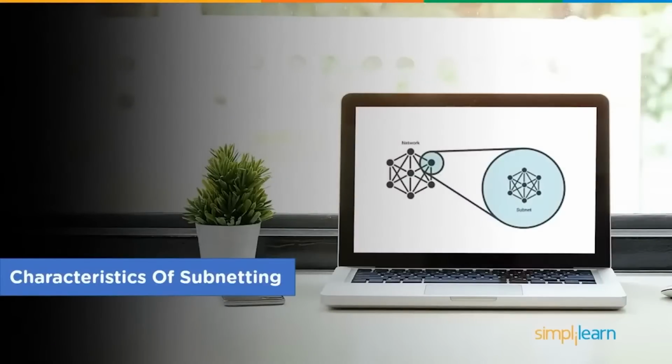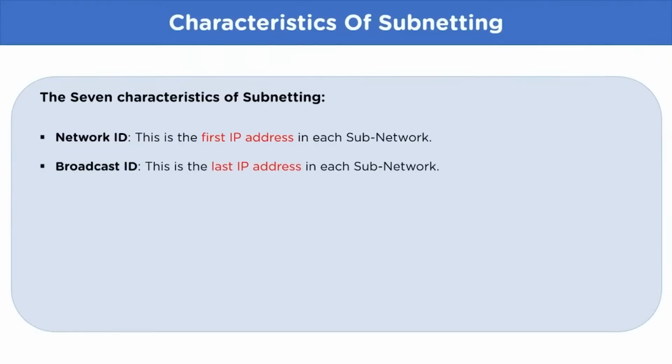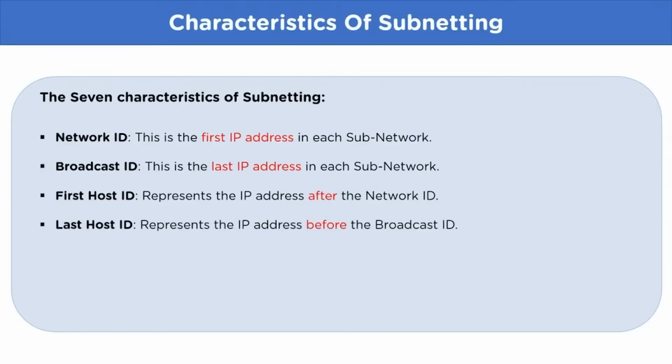Moving on, let's take a look at the characteristics of the subnetting process. First is the network ID, which represents the first IP address in each subnet block. Then we have broadcast ID, which indicates the last IP address of the subnetwork block. Moving on, we have first host ID, which is the immediate first IP address after the network ID. Then we have last host ID. As the name suggests, it defines the IP address before the broadcast ID.